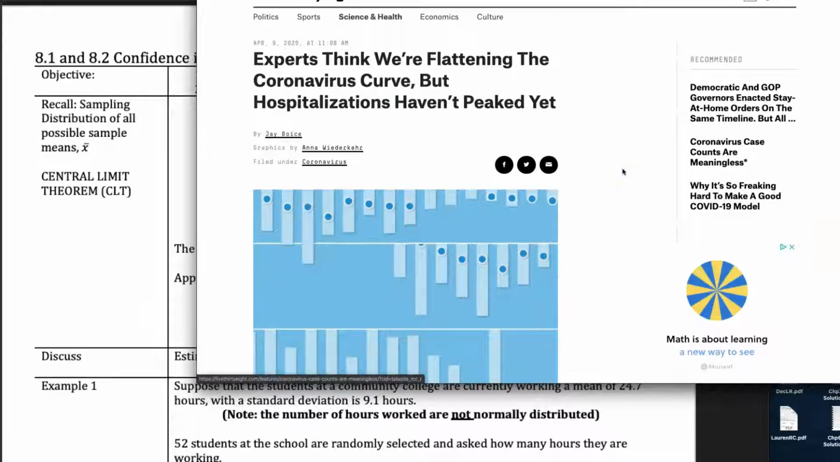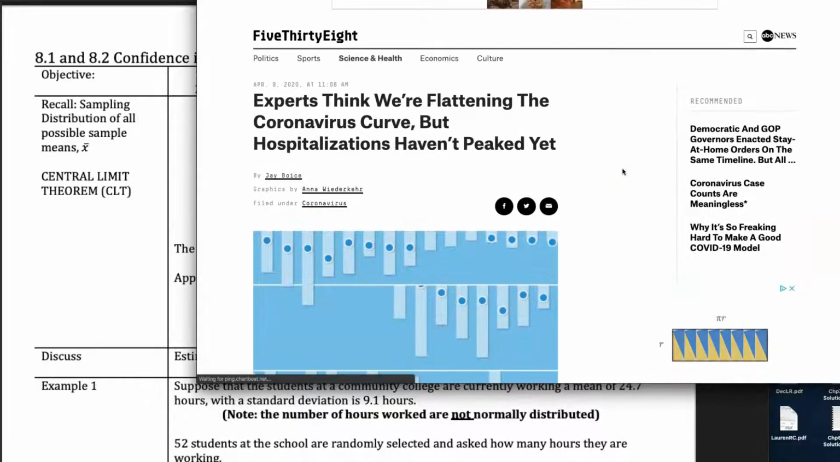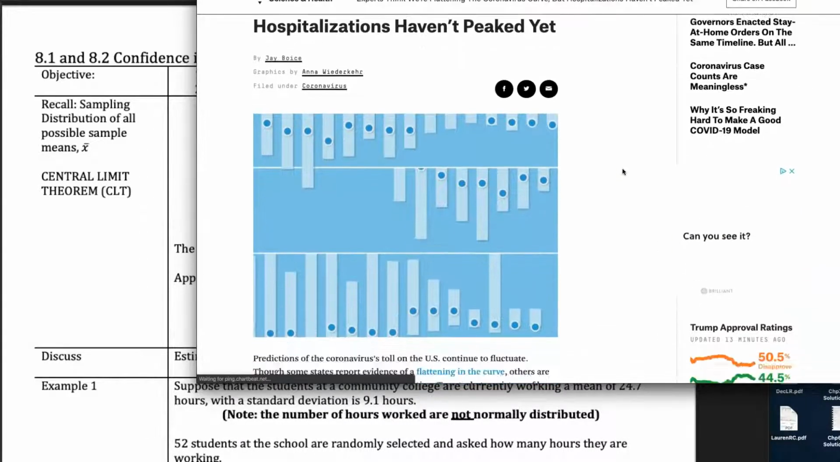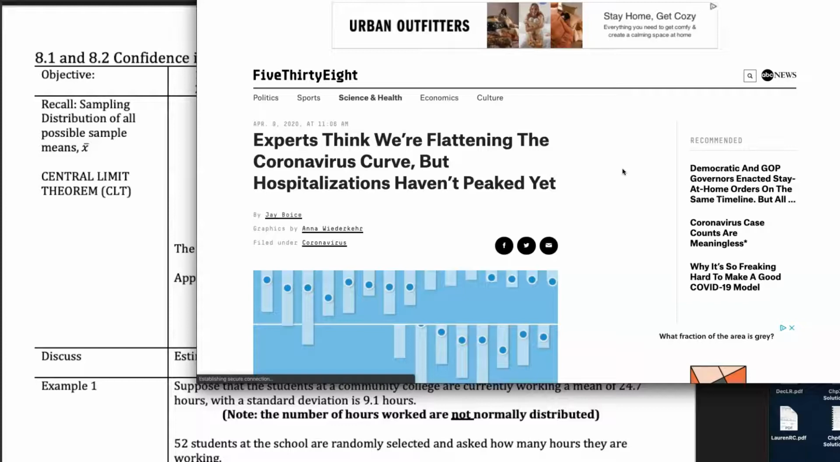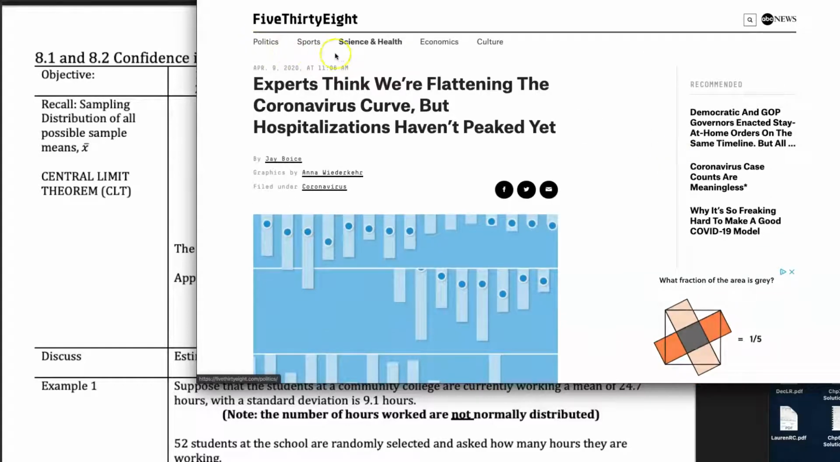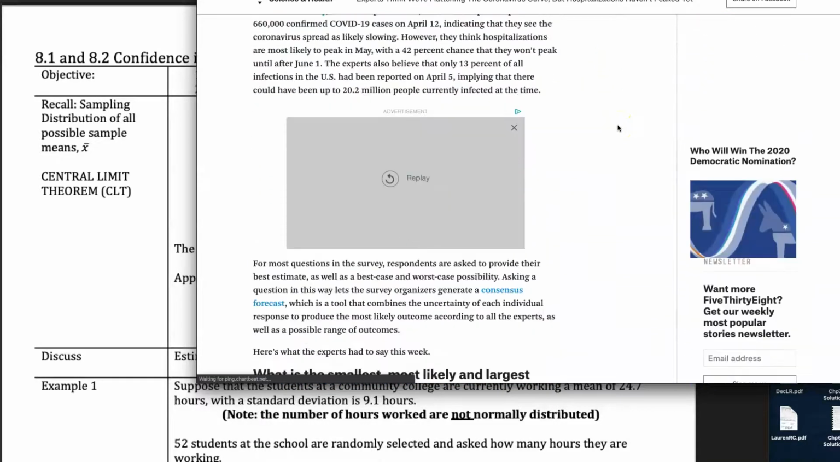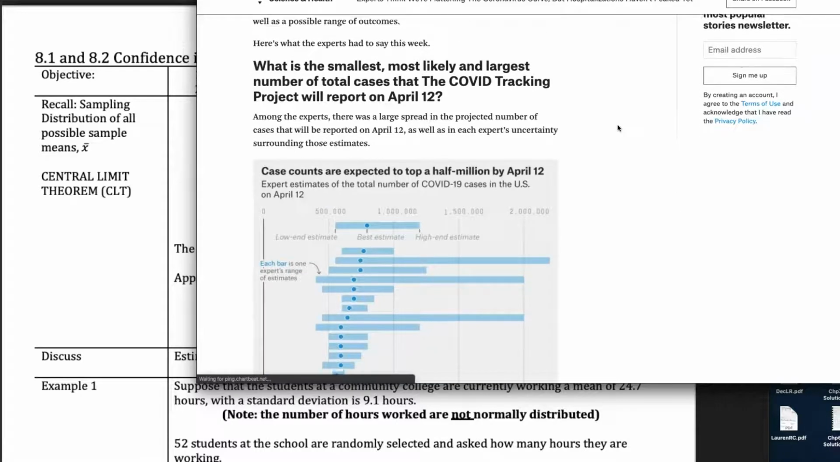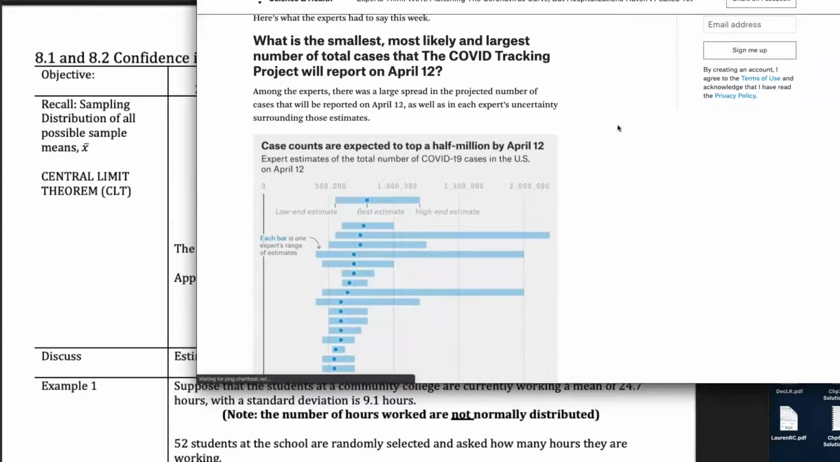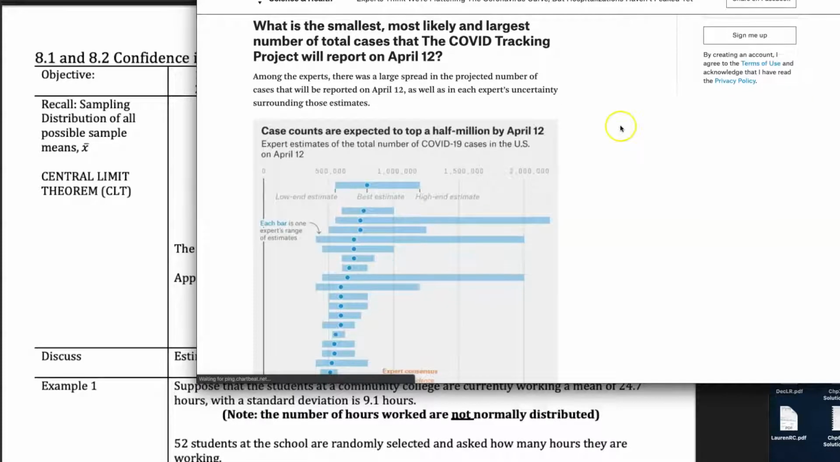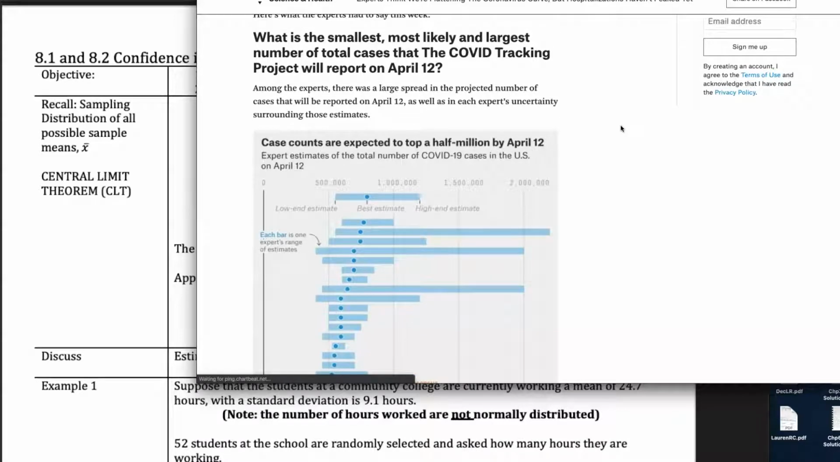We're currently, as I make this video, in the COVID-19 crisis now going around the country. And I want to show you a picture. This is a website, the famous stats website 538, that does statistics on all these different topics in our country. What they are doing at this time is talking to 18 or 19 of the top infectious disease experts in the country, and asking them this question: what is the smallest, most likely, and largest number of total cases that the COVID Tracking Project will report on April 12th?